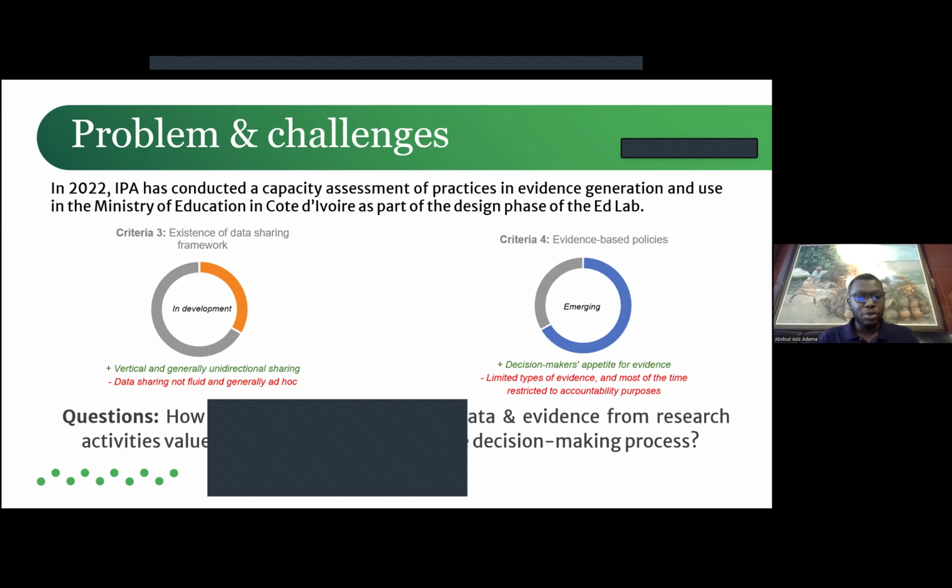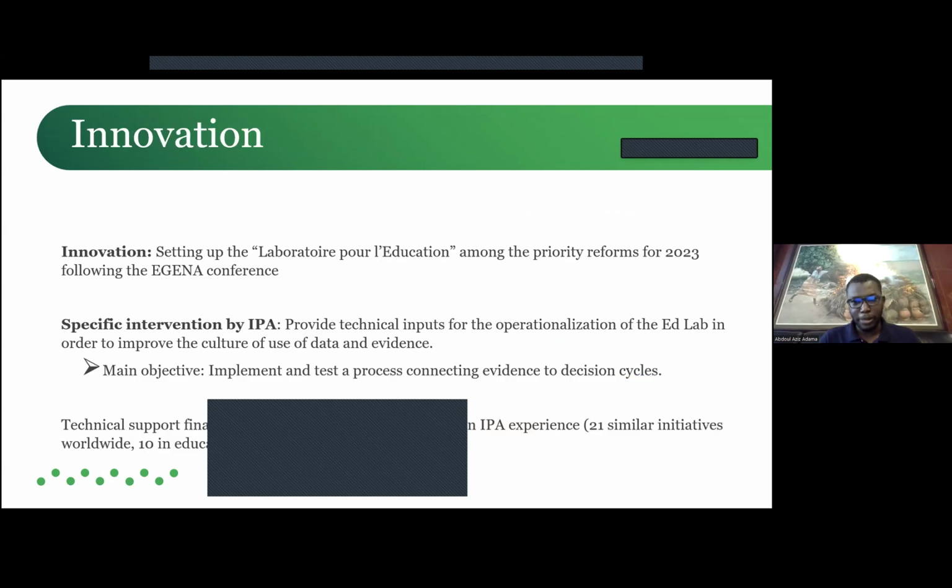Then the question that we have is, how could we increase the use of those data and evidence, especially from research work, to strengthen our policies, and also connect these questions with the recommendations of the National State of Education?